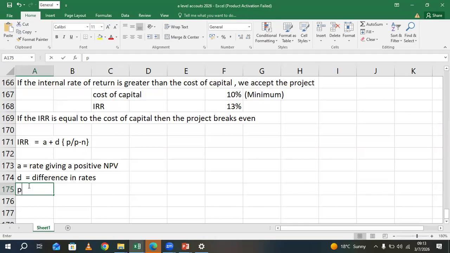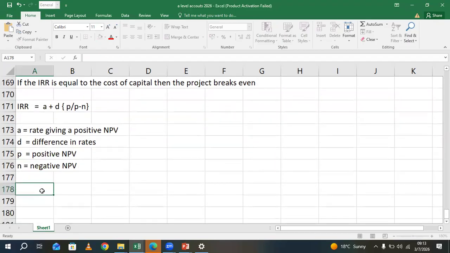Then P is the positive NPV, positive net present value. Then the N is the negative NPV. So N is our negative NPV. So from there, we then move on.